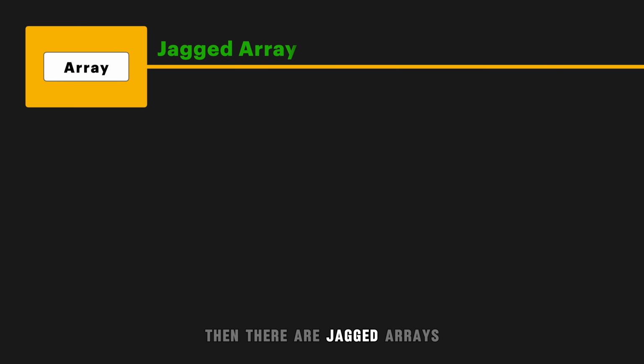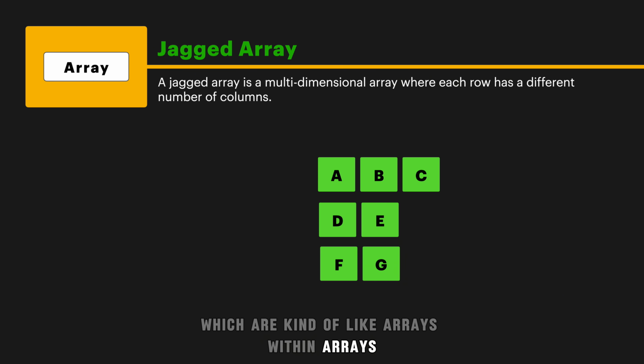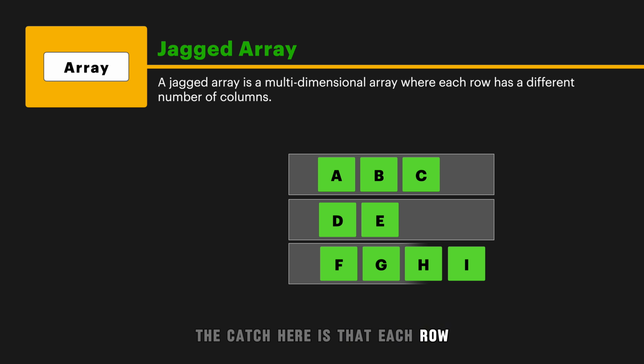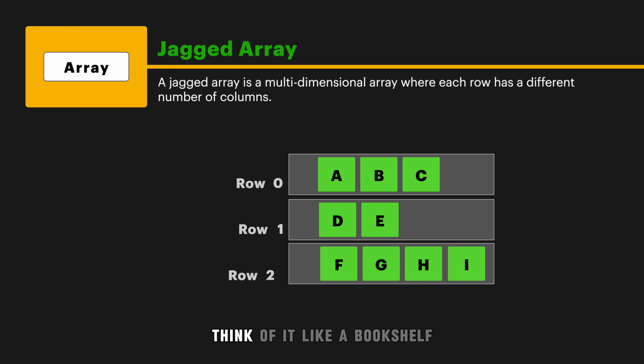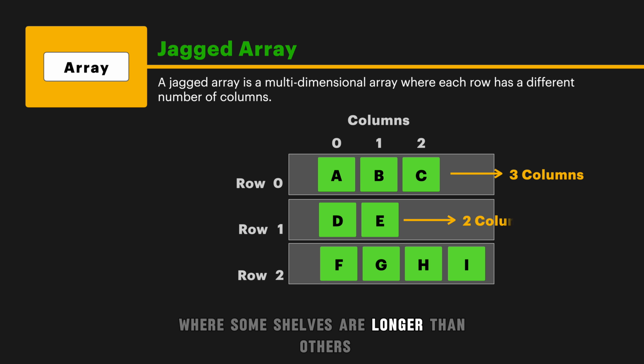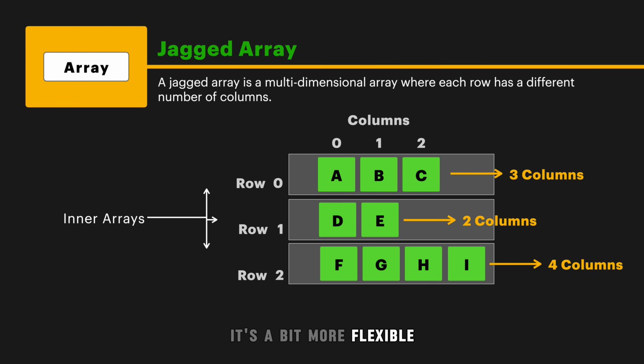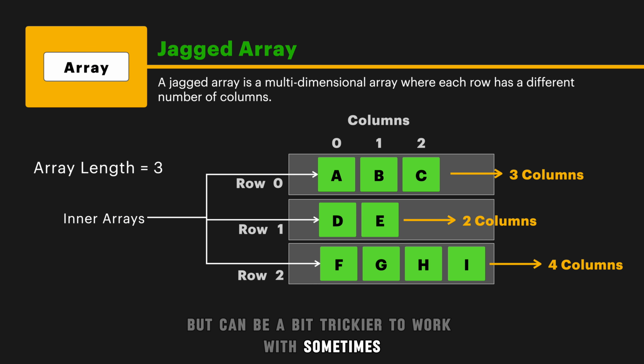Then there are jagged arrays, which are kind of like arrays within arrays. The catch here is that each row can have a different number of columns. Think of it like a bookshelf where some shelves are longer than others. It's a bit more flexible but can be a bit trickier to work with sometimes.